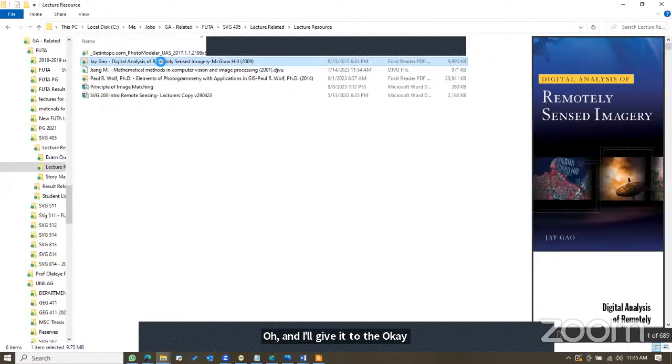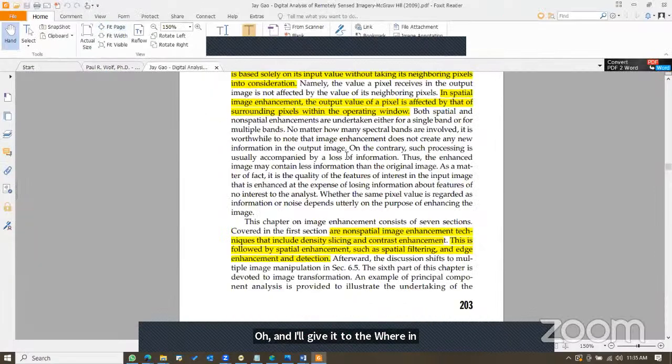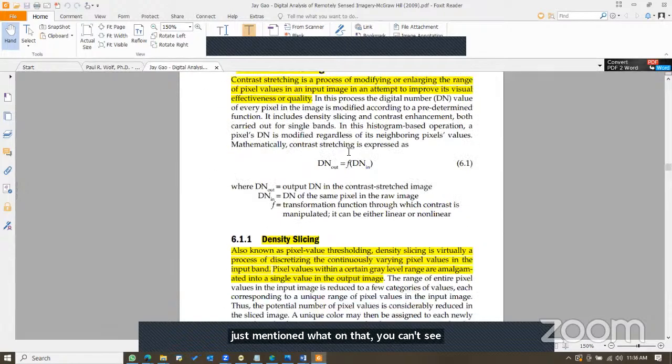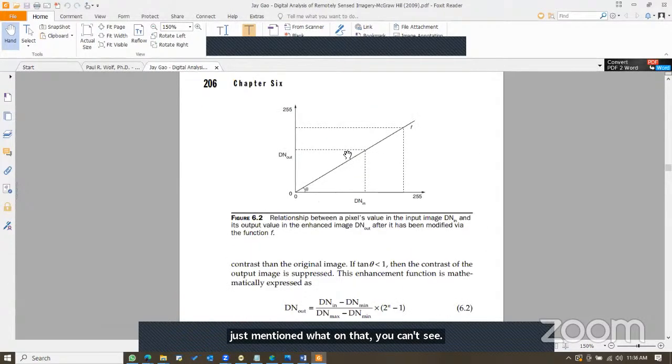Where in this textbook, we just mentioned what under image enhancement. You can see under image enhancement, I highlighted those places that I touched, which there's a question on it already.